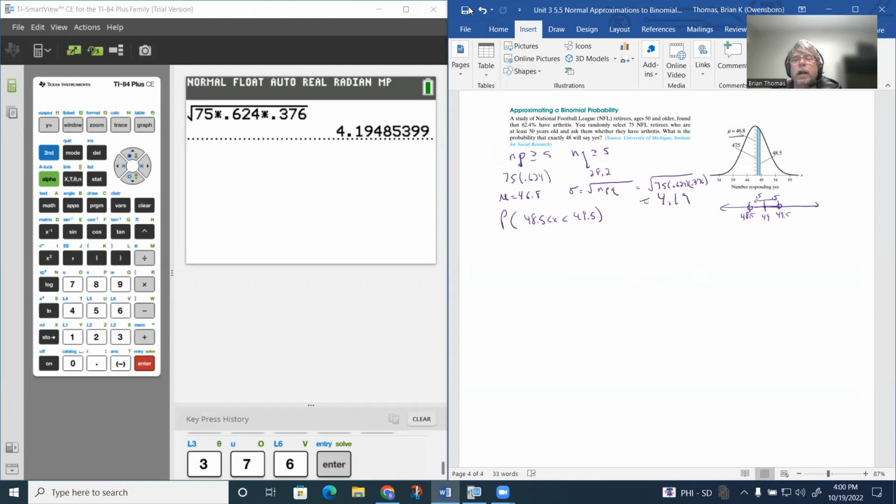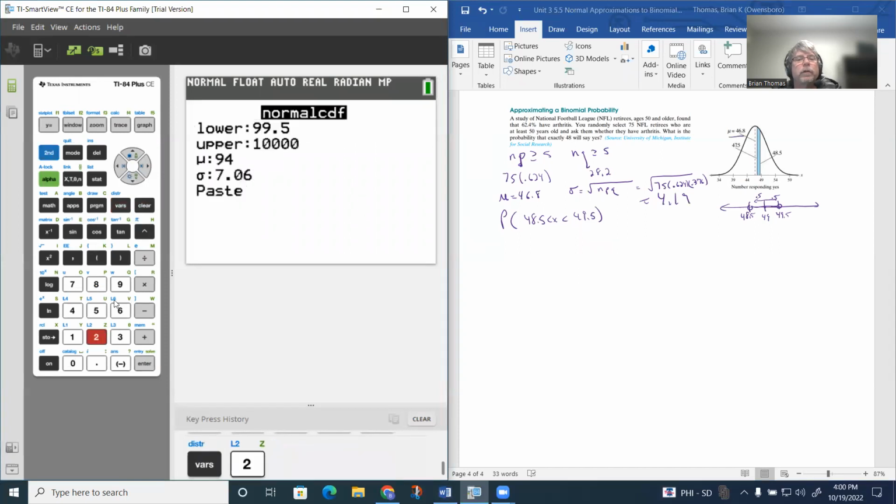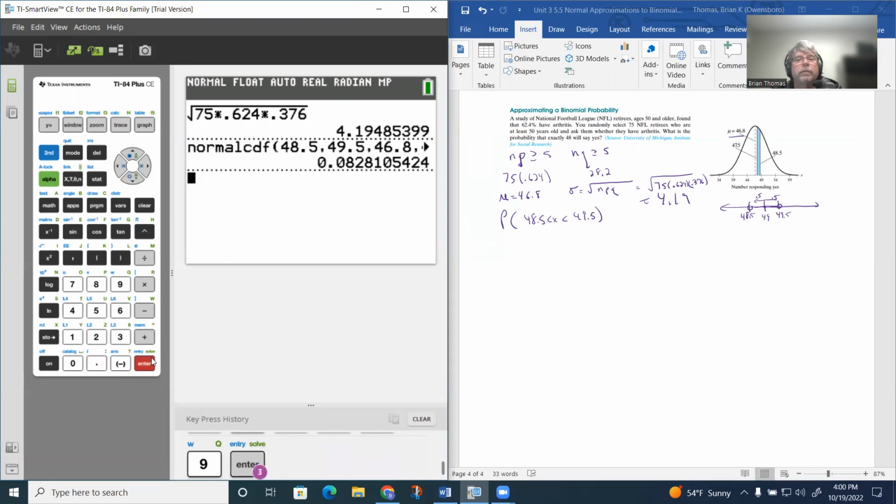So I can now go straight to the calculator and do my normal distribution. I hit the second button, distribution number 2. My lower bound is actually the 48.5, my upper bound is the 49.5, my mean was 46.8, and my standard deviation was 4.19. Hit enter, and we end up with 0.0828.